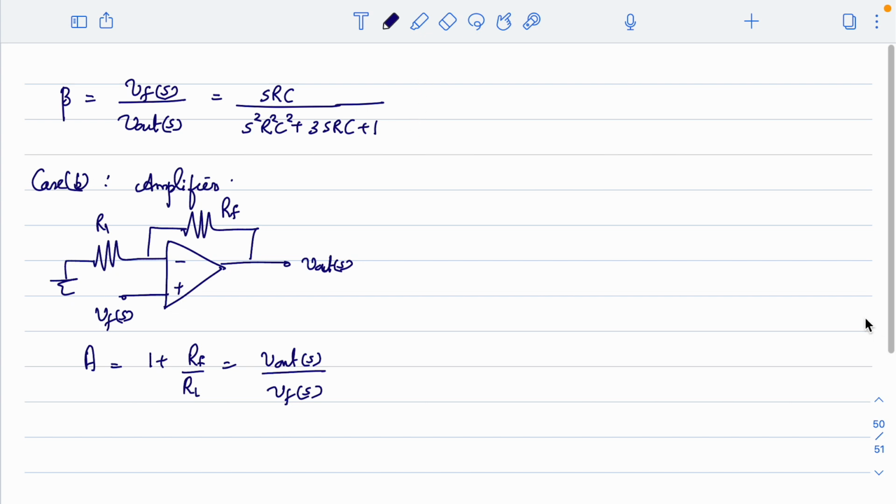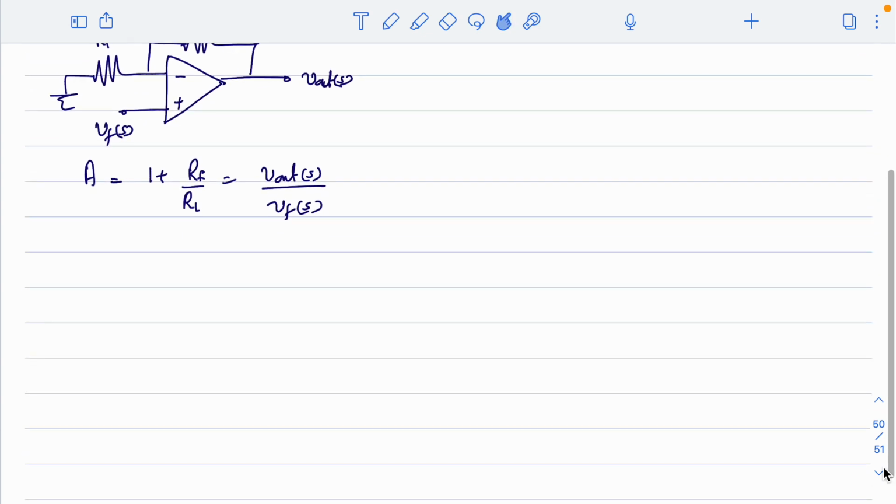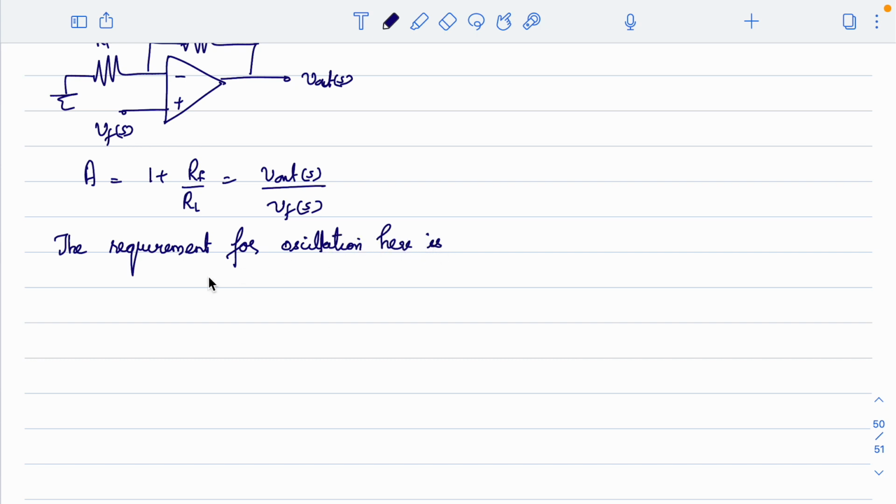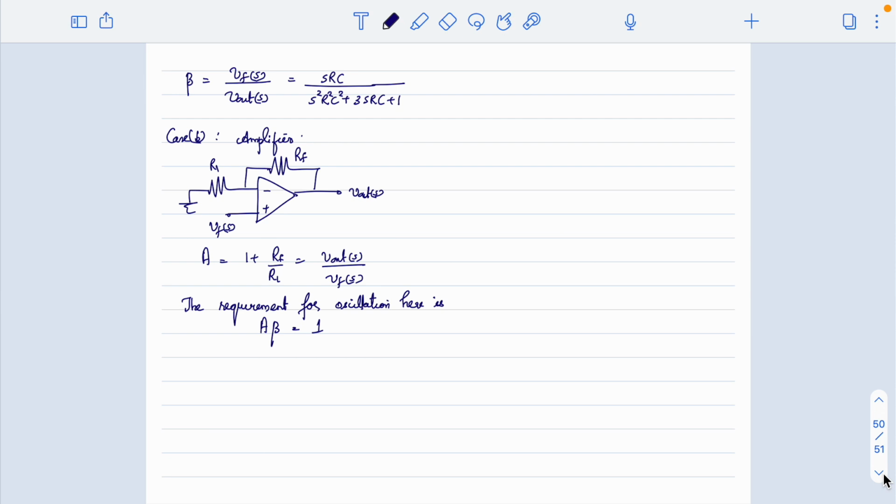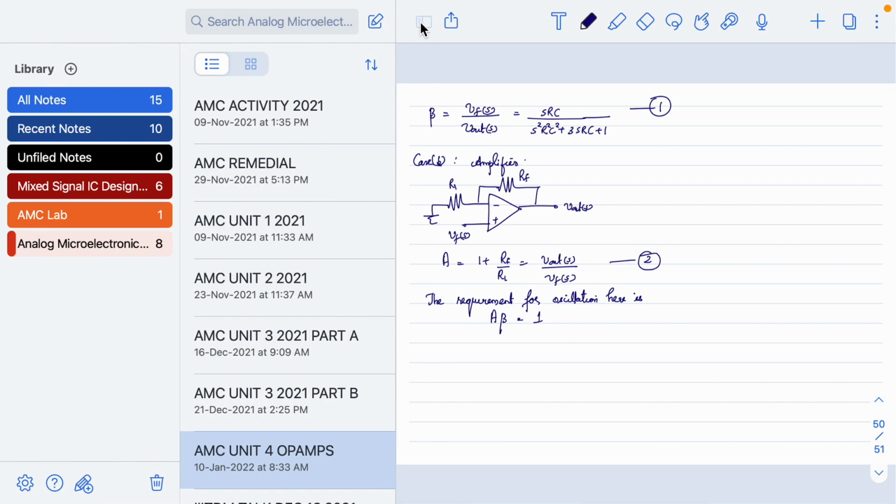Now finally, the requirement for oscillation. So what is the requirement for oscillation here? The requirement for oscillation is A beta should be equal to 1. So if I look at these two expressions, let me put this as equation number 1 and this as equation number 2. Then I can write what is this A beta.